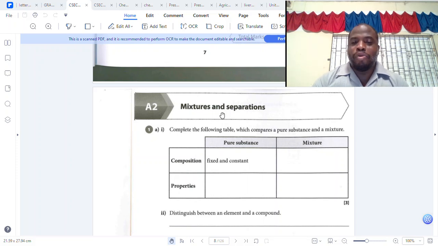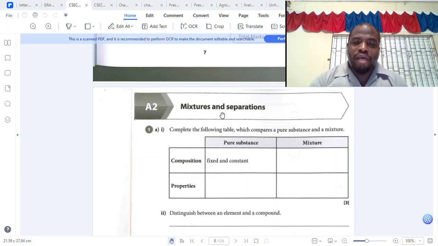But we see that the pure substance is fixed and constant. We're talking about the properties, whether the physical or the chemical properties, they're fixed and they're constant. Let's zero in on what we mean by that. It's the same throughout. So pure substances are basically divided into elements or compounds, right? And so these have a fixed and a constant composition, whatever makes it up.